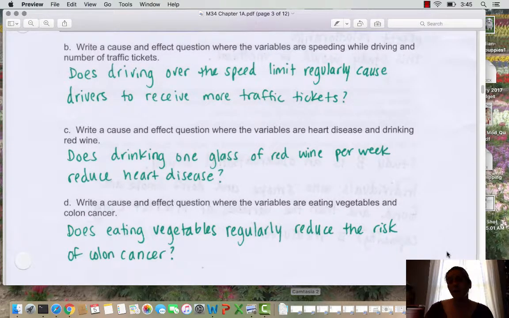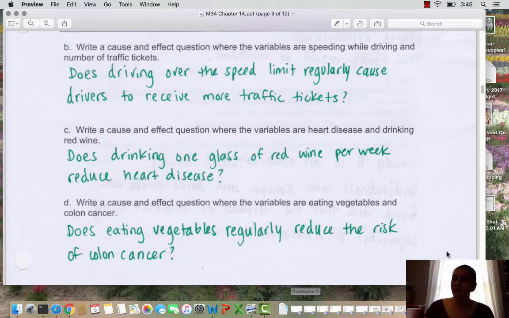B asks us to write a cause and effect question where the variables are speeding while driving and the number of traffic tickets. So again, there's an infinite amount of possible questions you could ask here. The question I came up with is, does driving over the speed limit regularly cause drivers to receive more traffic tickets?